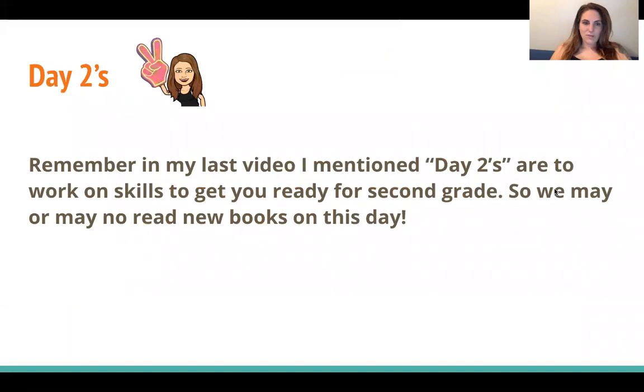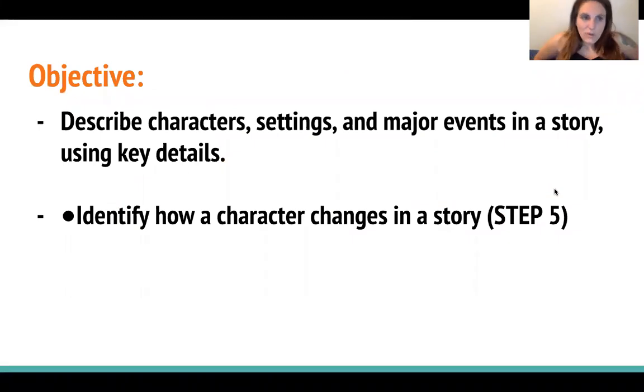So day 2 is, remember, working with skills. It's not necessarily reading, but right now we are going to work on the objective that goes describing characters, settings, and major events in a story using key details. But we're going to identify how a character changes in the story, which is actually a step 5 thing that you work on when you're working on a step 5. And a lot of you did that already because many of you are at a step 5 or above. So that's great. But we're going to work on that today for those of you who are still working on that step 5.